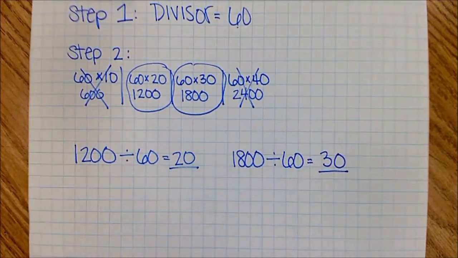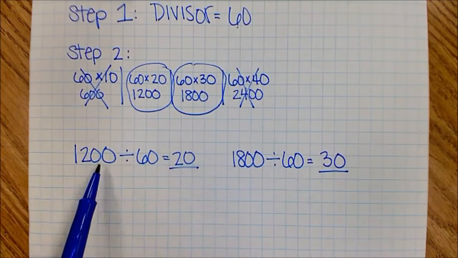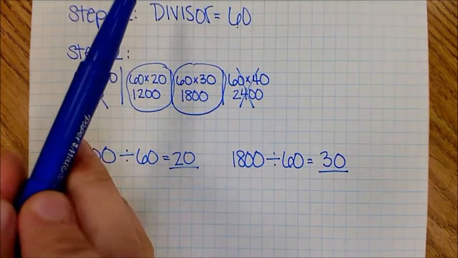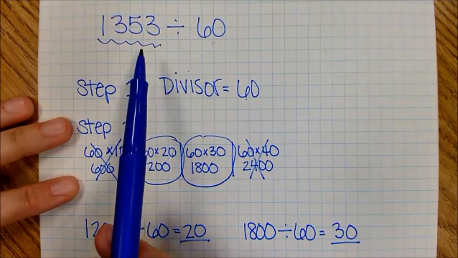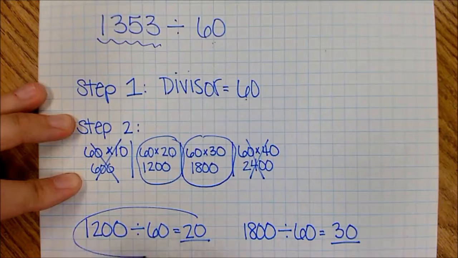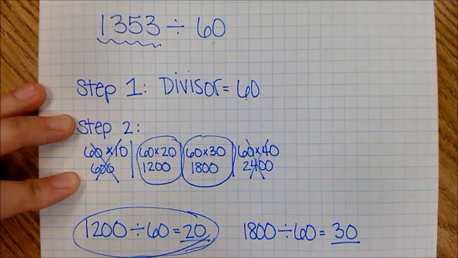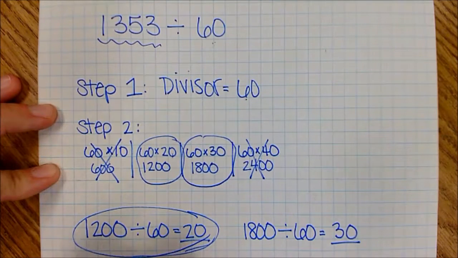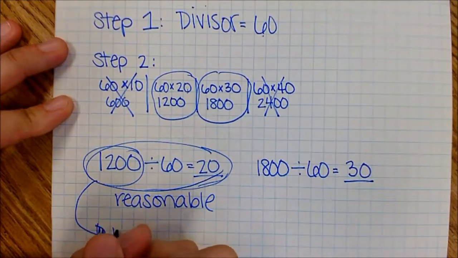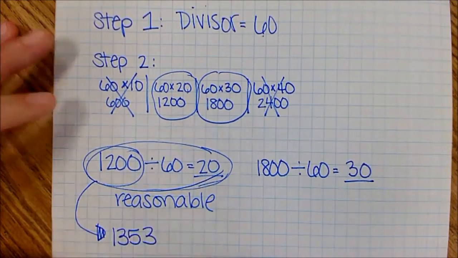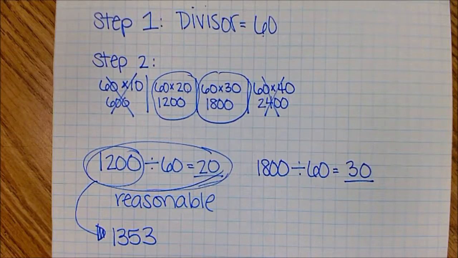So remember, I'm going to look for the dividend that's a lot closer to my original dividend, which was 1,353. So I think that 1,200 divided by 60 equals 20 is more reasonable. It's more reasonable because this dividend, 1,200, is a lot closer to my actual dividend in the problem, the 1,353. So this would be a reasonable estimate.